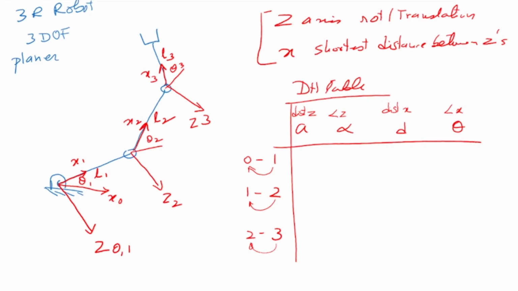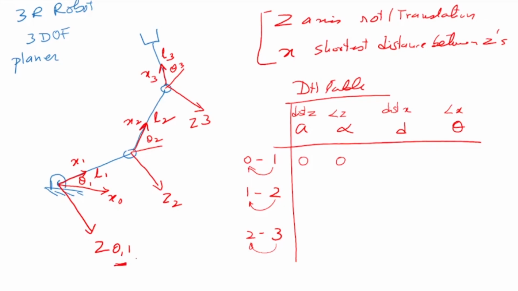So the first parameter, A, is the distance between the z-axis of frames 1 and 0. Now frames 0 and 1 share the same z-axis, so there is no distance between them, so it is 0 because they're intersecting at a point. If you look at the angle between the z-axes, again they are the same axis, so it is 0. There's no angle between them. You can see 0 and 1 are here.